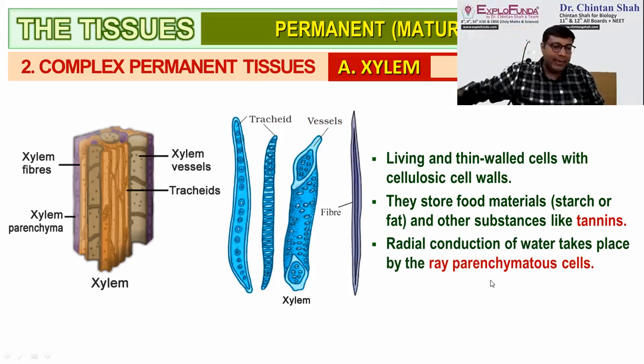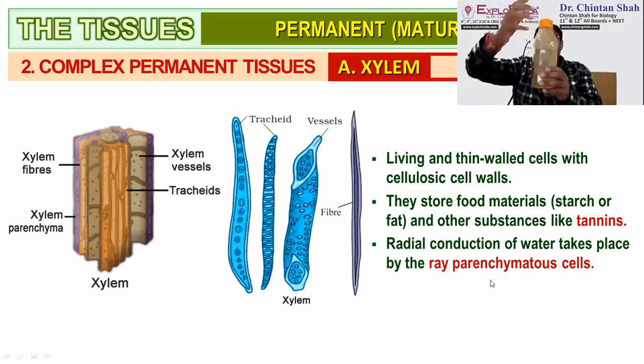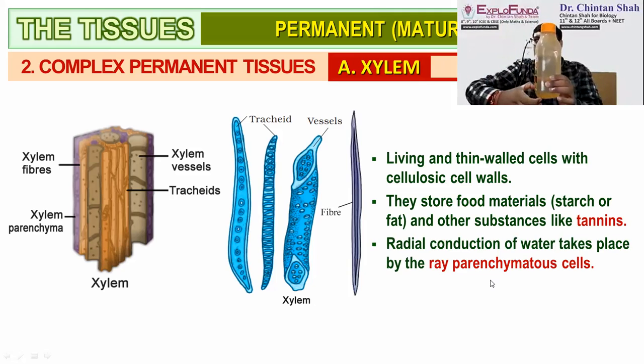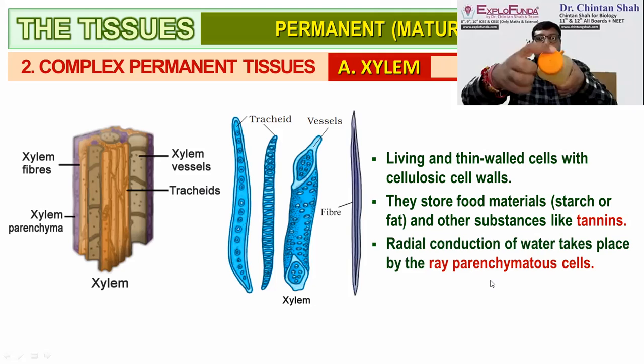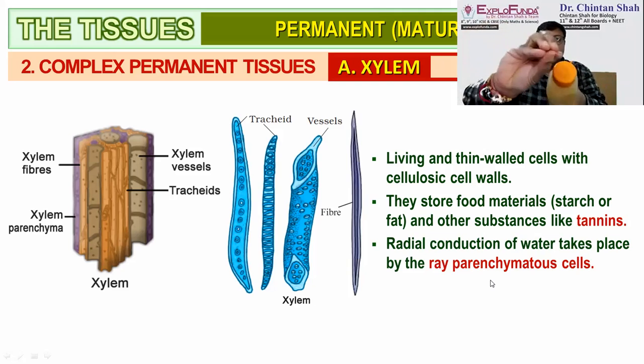What do you mean by radial conduction of water? See, suppose this is the plant. The up and down conduction of water takes place with the help of the xylem vessels. Radial conduction means how all these portions will get water. That radial conduction takes place from the center through the xylem parenchyma. Are you getting it?